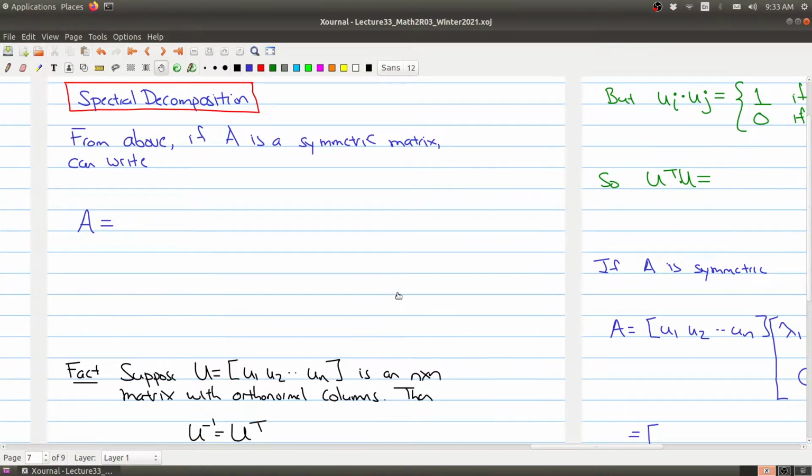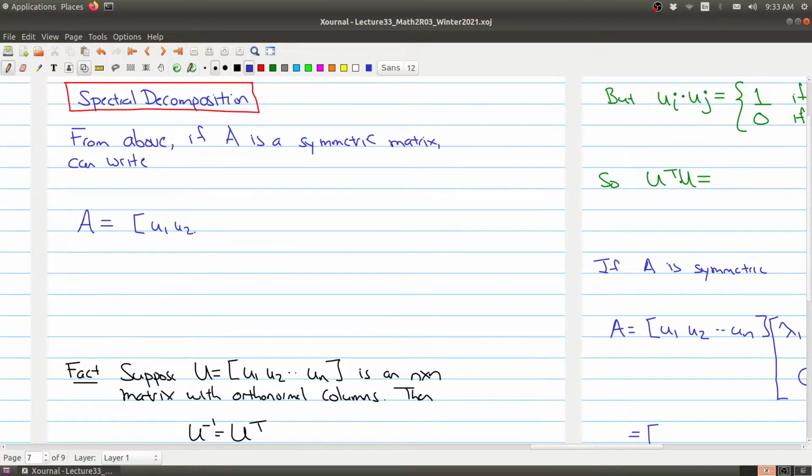So welcome to the last part of lecture 33. In this part, we just kind of want to look at some consequences for symmetric matrices. From above, we know that if you have a symmetric matrix, there's a basis where you can diagonalize the matrix. But actually you can get something else out of this.